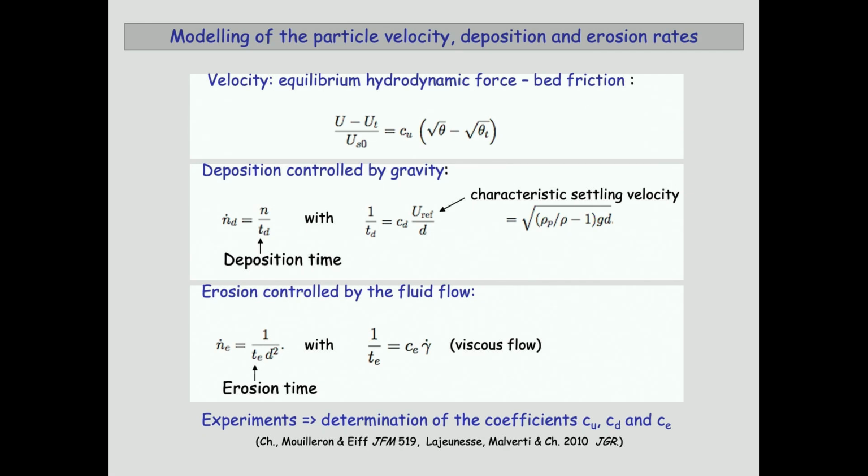And the third term is the erosion rate, which is controlled by the fluid flow, and we can write this erosion rate as 1 over an erosion time, and this erosion time must be related to some deformation rate of the flow. For viscous flow, it involves the shear rate, gamma dot, and for turbulent flow, it would involve the ratio of the friction velocity and the particle diameter. And again, we have a coefficient. So we need to determine the three coefficients here, and we have no other choice than to make experiments.